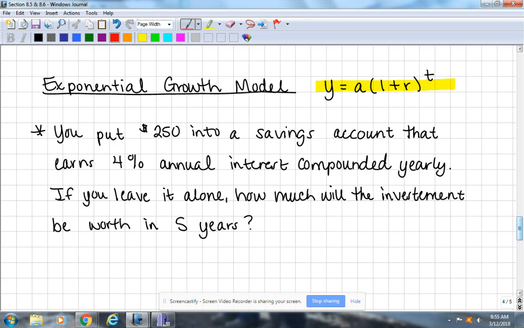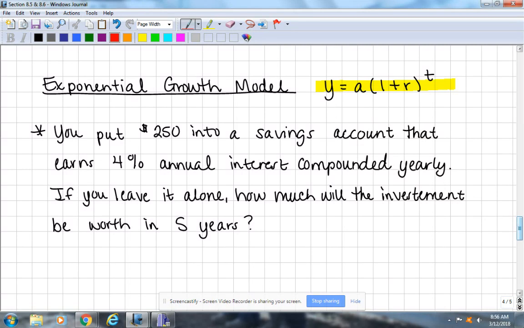So what we have for the exponential growth model is the formula y equals a times 1 plus r to the t power. Now let's just talk about what those variables represent for a second. Your a term is your initial investment. What do you think that means?